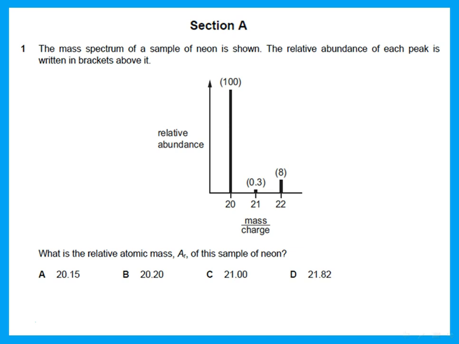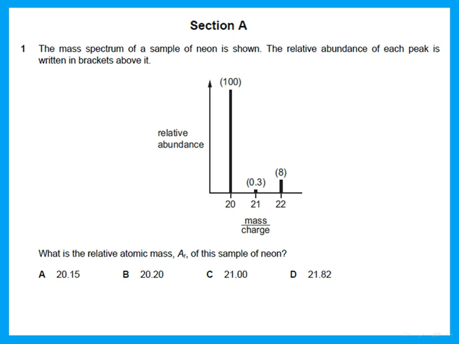Remember that we said the mass spectrum can be used for one of two things. Either I have a compound and it gives me the peaks for the different sections of the compound, or I have an element and that gives me the different abundance of each isotope. So in this case, we have an element, neon, and we have the different abundance for the different isotopes, and he wants the overall relative atomic mass. How do we do that?